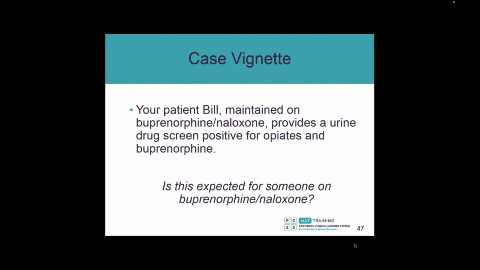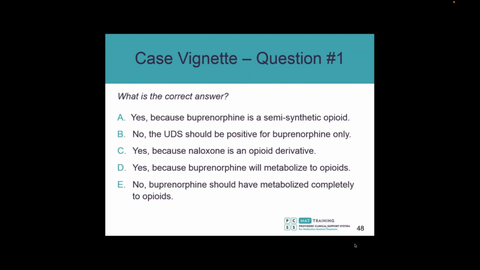So I've given you an earful. Let's talk about our case vignette. So our patient Bill was maintained on buprenorphine naloxone, name brand Suboxone, and provides a urine drug screen positive for opiates and buprenorphine. Is this expected for somebody on buprenorphine naloxone? I think I have the answers next. So these are the possible answers. What is the correct answer?